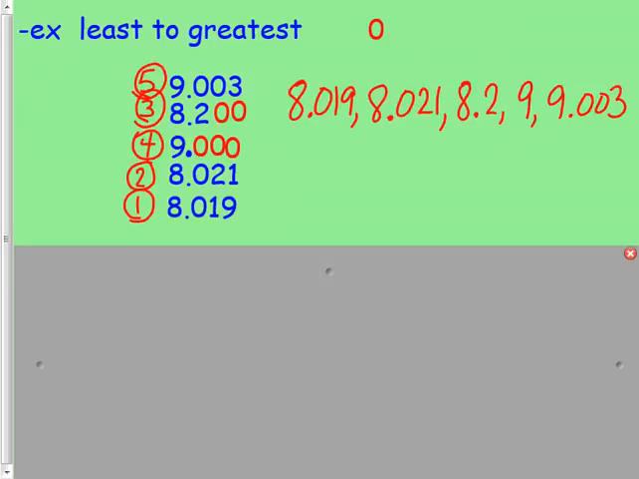All right, so here is your first one with your numbers rewritten in order. I want you to notice that for the whole number, for the 9, we had to put a decimal right after the 9 because that's where the decimal goes in a whole number. It goes after the whole number. And then we ended up annexing 3 zeros to make all of those have the same number of spots. And then we annexed zeros on some of the others as well. So in order, you would have 8 and 19 thousandths, 8 and 21 thousandths, 8 and 2/10ths, 9, 9 and 3 thousandths.